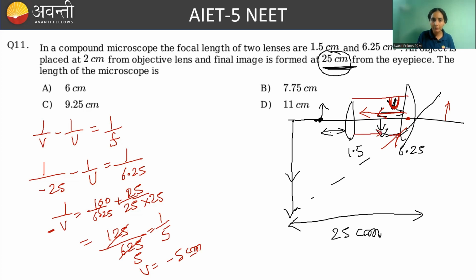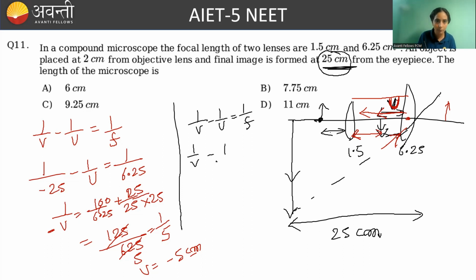Now can we calculate this image distance for the first lens? We can do that because object distance is given for the first case also. So above लिखो 1 by V minus 1 by U equal to 1 by f. In this case, V is not known, U is known, and U value you will take as what? This is your how much? 2 centimeter. 1 by minus 2, and that is equal to 1 by 1.5, right?